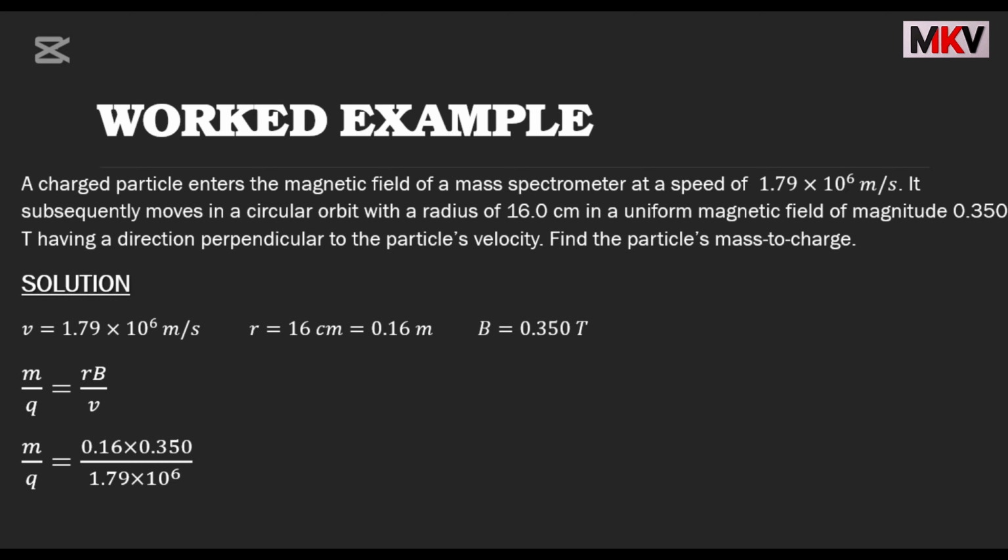So after substitution and computation, we have the mass to charge ratio to be 3.13 times 10 to the power minus 8 kilogram per coulomb. So we use the standard unit for both mass and charge. So the mass to charge ratio for this particle is 3.13 times 10 to the power minus 8 kilogram per coulomb. Now let's look at another example.